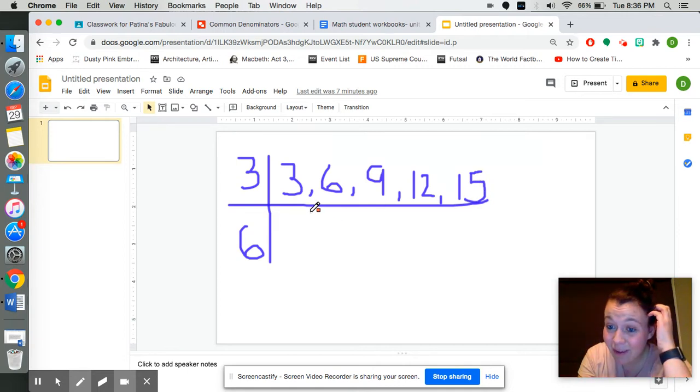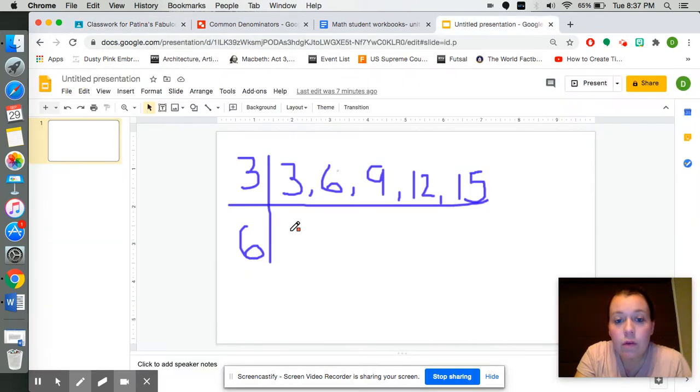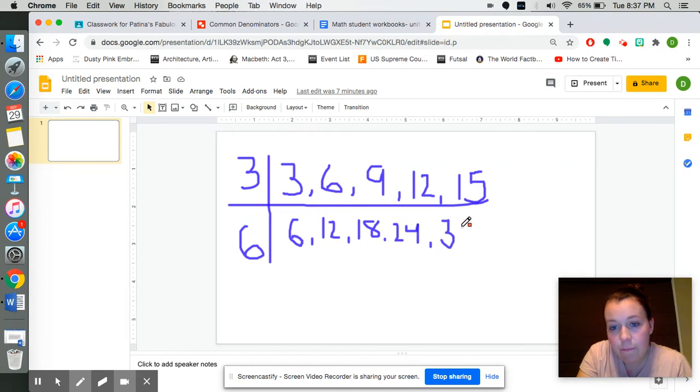Now on the bottom, what do you think I'm going to count by? If you're thinking 6s, you're absolutely correct. Now if I don't know my 6s, I'm going to go to my multiplication table and figure out what it is with 6s. So I go to row 6, and I start with 6. I go 6, 12, 18, 24, and 30. So I'm going to start doing that. So we've got 6, 12, 18, 24, and 30. So this is the fun part, 5th graders.